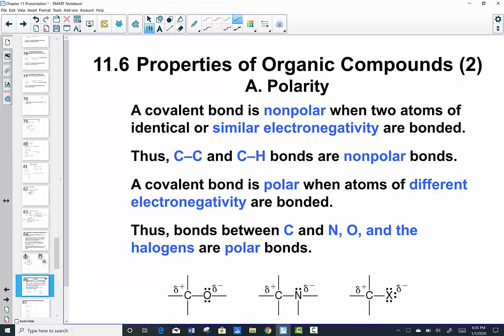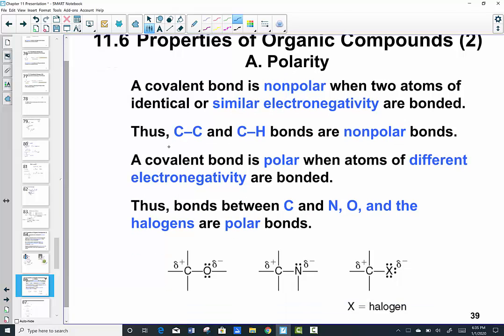A covalent bond is nonpolar when 2 atoms of identical or similar electronegativity values are bonded together. So we'll need to remember specifically 2 nonpolar bonds are carbon to carbon and carbon to hydrogen. Both of those are considered nonpolar based on the electronegativity difference being so small. A covalent bond is polar when atoms of different electronegativities are bonded. One atom in the polar bond is much more electronegative, meaning that it can pull the electron density towards itself, giving itself a partial negative charge.